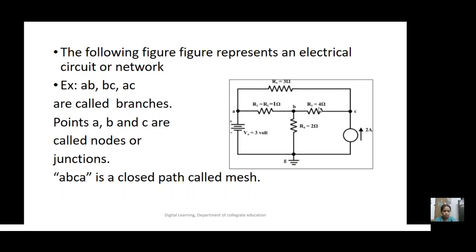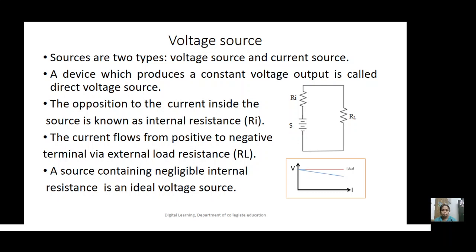So AB is a branch, BC is a branch, BG is a branch, AC is also a branch. B is a junction or a node. This closed path ABCA, ABGA is called a mesh. This is another closed path BCGB. This is another mesh. So here we have one more mesh. The closed path for the current is called a mesh or a loop. So we have three loops in the network.